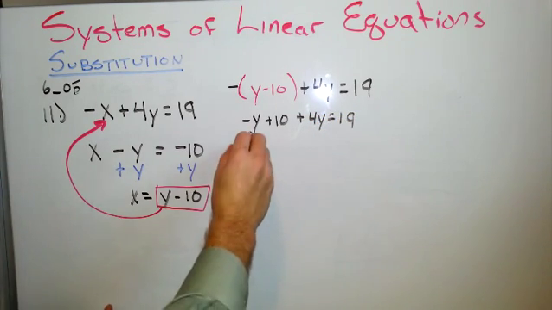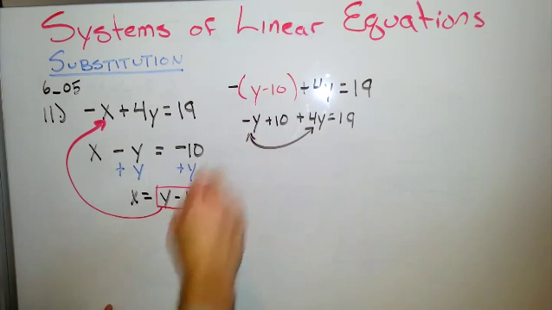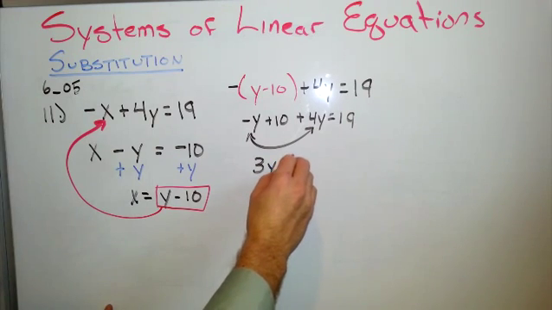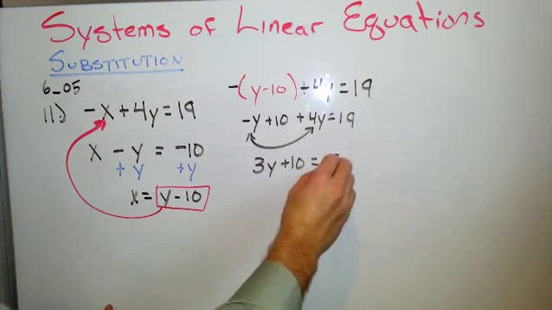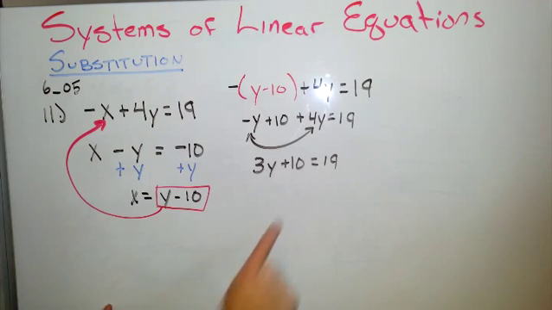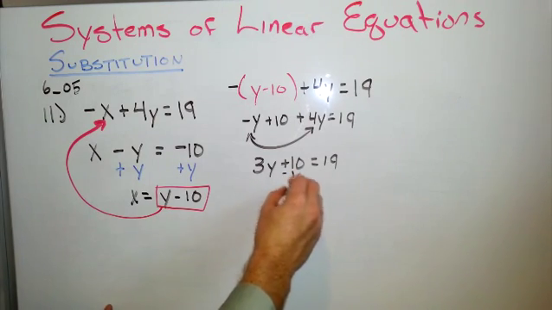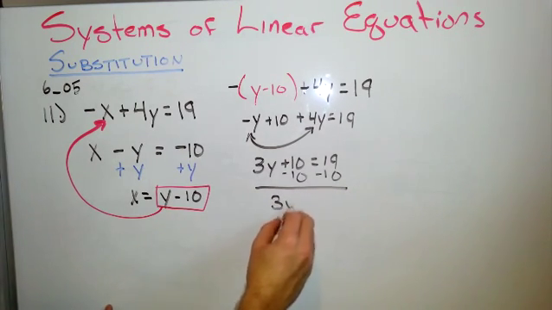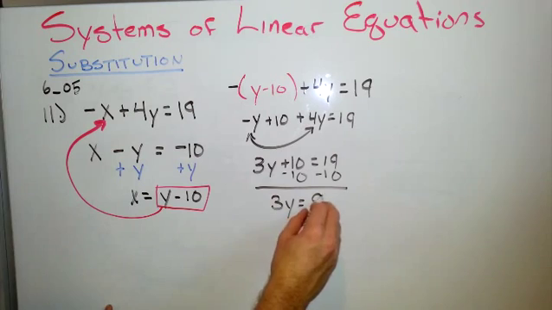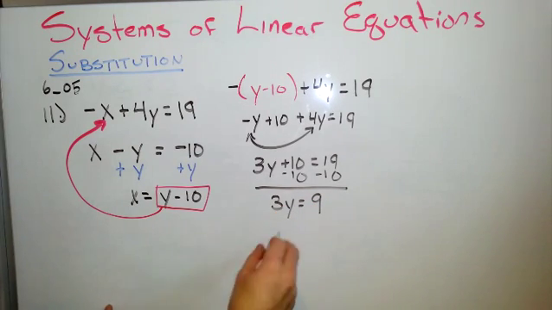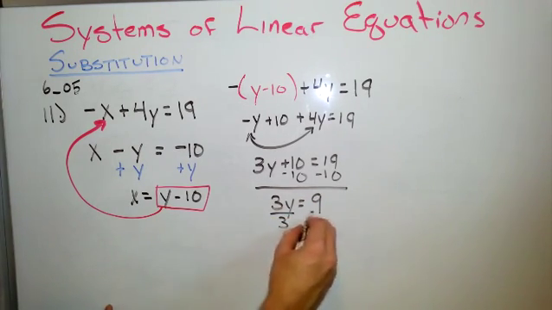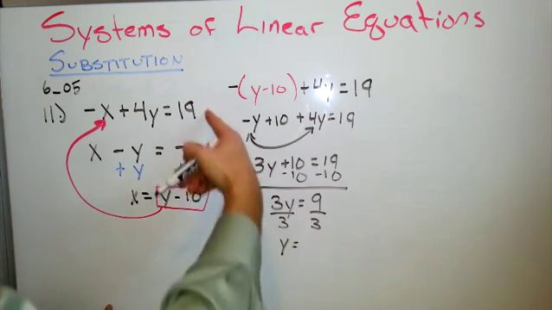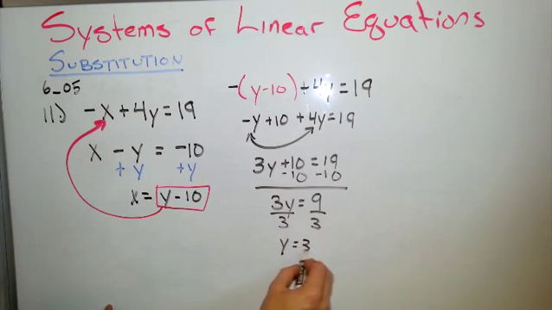I would then combine the like terms of the y's. This is 4y minus y. That gives me 3y plus 10 equals 19. Get rid of the constant. Subtract 10 from both sides. 3y is equal to 9. The opposite of multiply is divide, so divide both sides by 3. This tells me the y value needed to make both equations equal is 3.